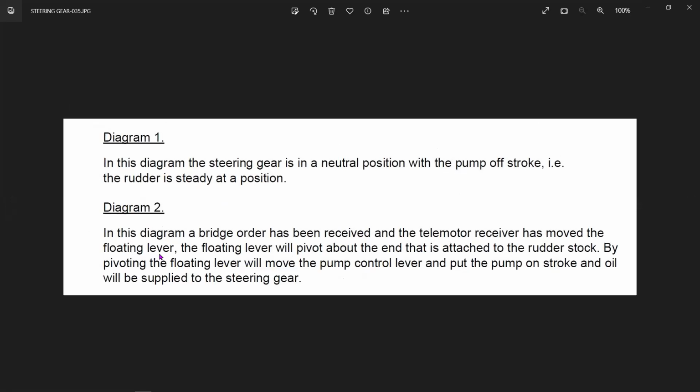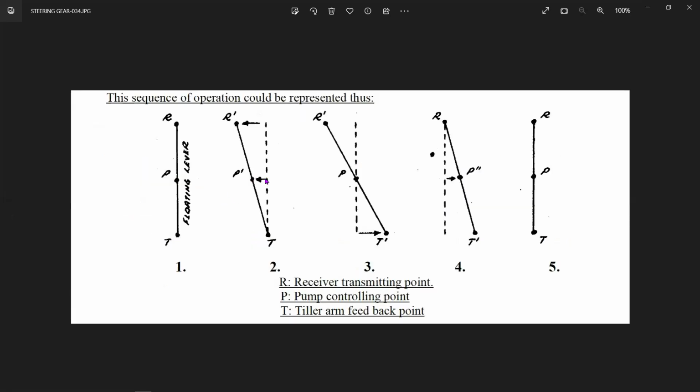Diagram one. Diagram two: the bridge order has been received and the telemotor receiver is moved by the floating lever. The floating lever will pivot about this end that is attached to the rudder stalk. By pivoting the floating lever, it will move the pump control lever and put the pump on stroke, and oil will be supplied to the steering gear. Now the pump is on stroke from P to P dash, and oil is supplied to the steering gear.